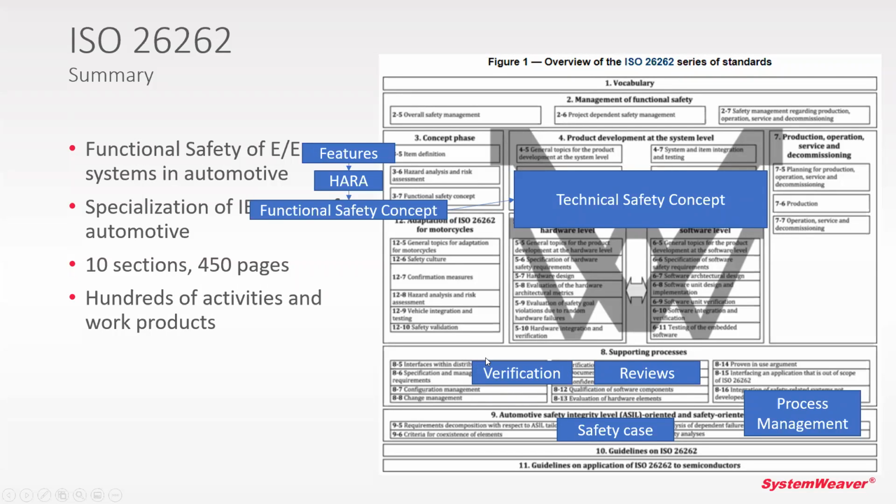And also, when you set these requirements up here, how do you make sure that you have traceability between the refinement of the requirements, but also traceability between your verification activities and the requirements. Another aspect is that ISO 26262 requires you to review almost every work product that you have. So how can you do that in SystemWeaver?